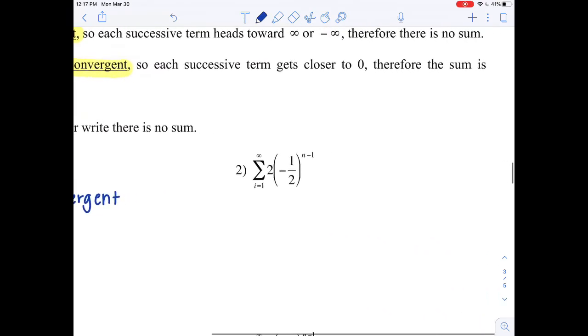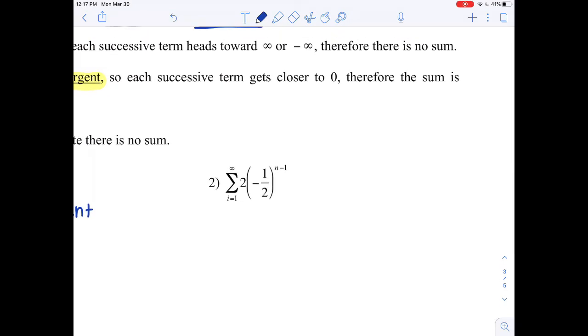So if you look at our second example, again, the first thing you want to do is identify your common ratio. So the common ratio this time is -1/2 to the n minus 1. Again, the base of the exponent. And you'll see this time this comes out to be less than 1, which is why we say that this is a convergent infinite series.